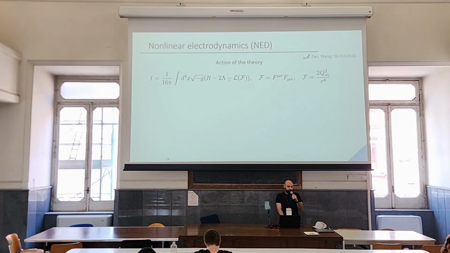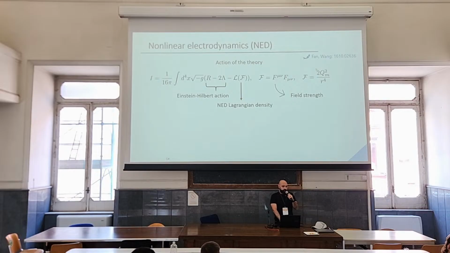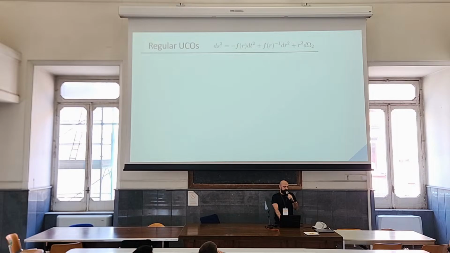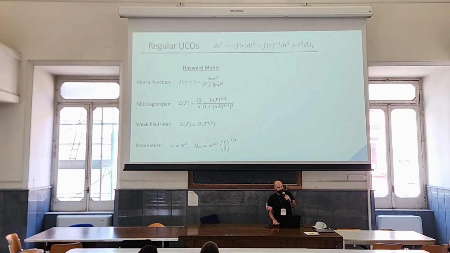And here I'm going to include a Lagrangian density of this form, where F is a field strength that arises from the contraction of the electromagnetic field tensor. In order to source regular solutions, we need a magnetic charge. By having no electric charge, we will have a four-potential that has this form over here, and F mu nu is given in the usual form. Having that and solving for a metric function in a spherically symmetric spacetime, we can actually source regular solutions.